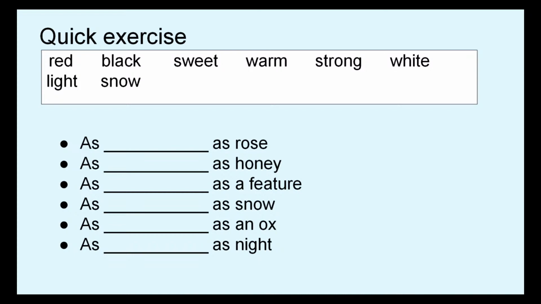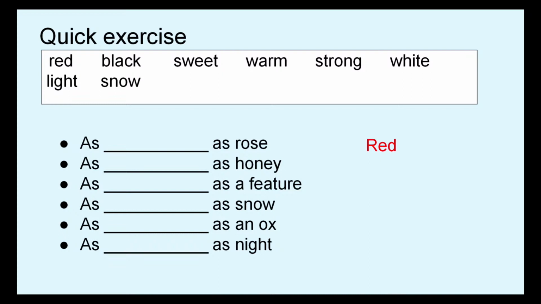The first is as blank as rose. So what comes to your mind when you read this sentence? Rose. Then jump to the box given above and try to fix a word here. Can rose be white, ma'am? It can, but generally, can it be sweet? No, I don't think so. Whenever we think about rose, red color comes to our mind, right? Yes, ma'am. So the first is as red as rose, children.